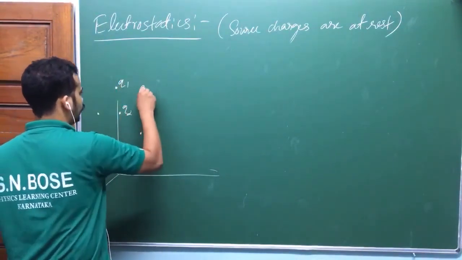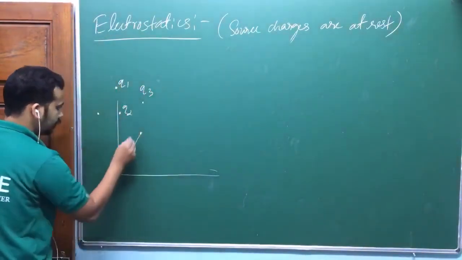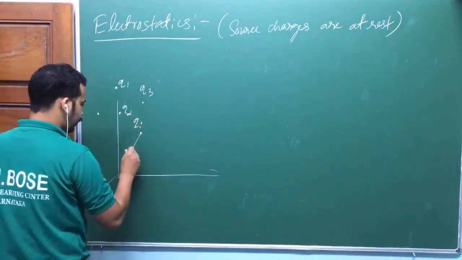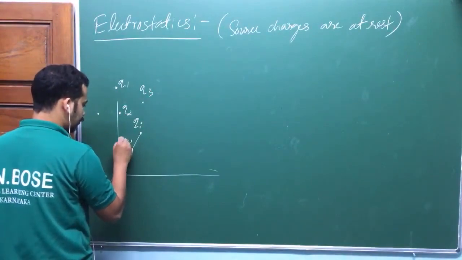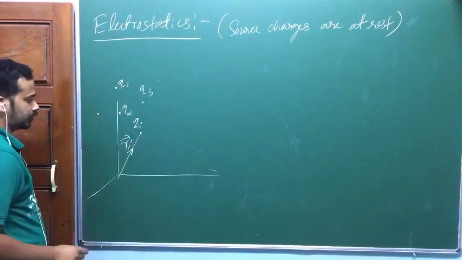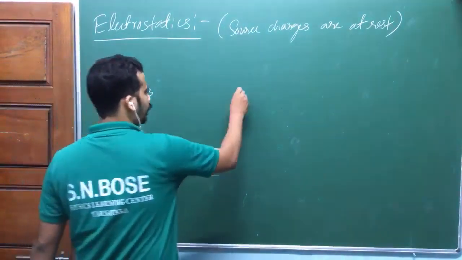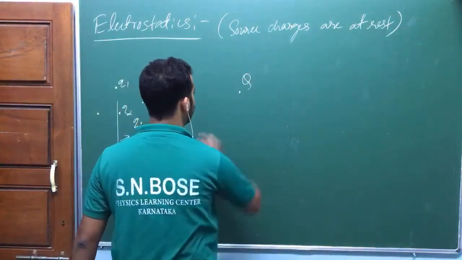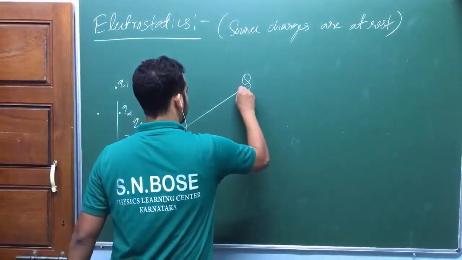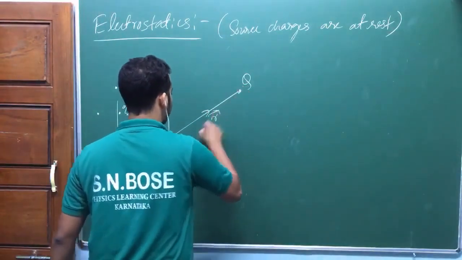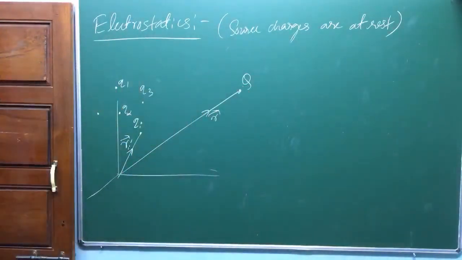Q1, Q2, Q3 like this, okay? You have Qi here, whose position vector is Ri prime vector. These are source charges. Now I have a test charge Q here at a position R vector. R vector is the position vector of this one. Is that okay?